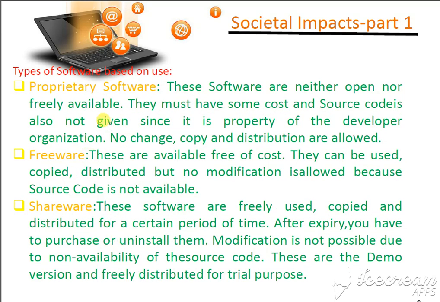Next, what are the types of software that can be used? The types of software are proprietary software, freeware and shareware. Proprietary software is software that is neither open nor freely available. You have to purchase the software and pay for it, and copying and distribution are not allowed. That means you cannot make any change.